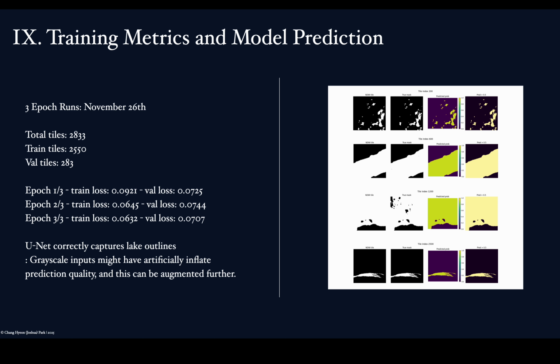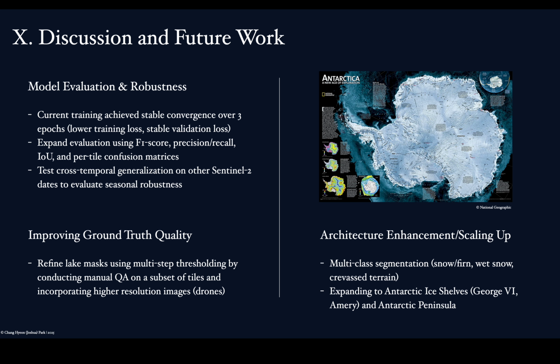Not everything. If you see on the third row panel, some predictions fail to detect some portion of the true masks of what I fed in. But across the board, it seems to be doing pretty well. Maybe a little bit too well, and I'm a little bit worried that the grayscale inputs might have artificially inflated prediction quality. This can be improved further by feeding in better ground truth data, which is always a problem and an ongoing question in glaciological research.